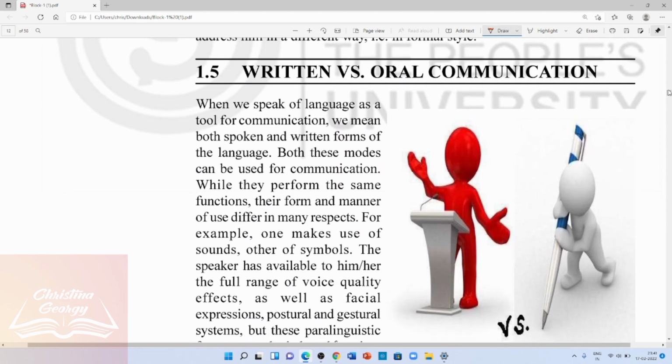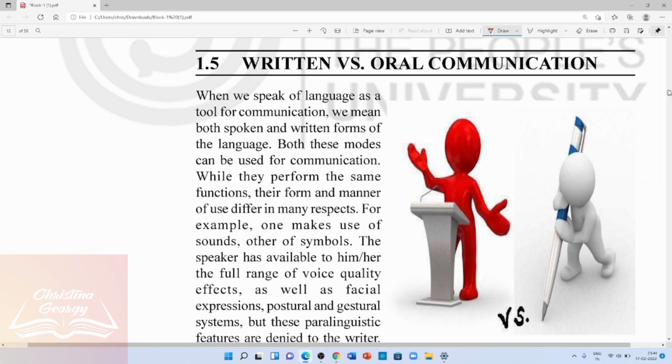Now, let's move on to written and oral communication. Both these modes can be used for communication. But while they perform the same function, their form and manner of use differ in many respects. For example, one makes use of sounds, other of symbols. Which one makes use of sounds? Obviously, oral communication. And which one makes use of symbols? Yes, written communication. The speaker has available to him or her the full range of voice quality effects as well as facial expressions, postural and gestural systems, but these paralinguistic features are denied to the writer. All these are not available to the writer.